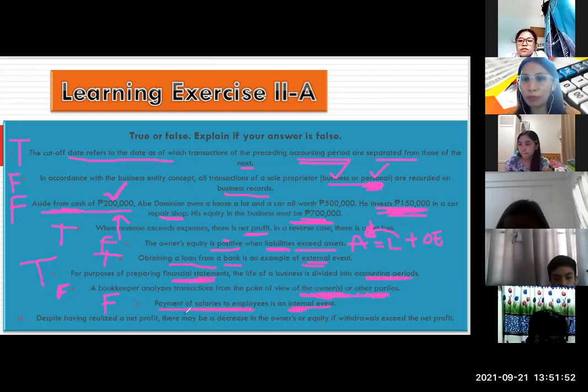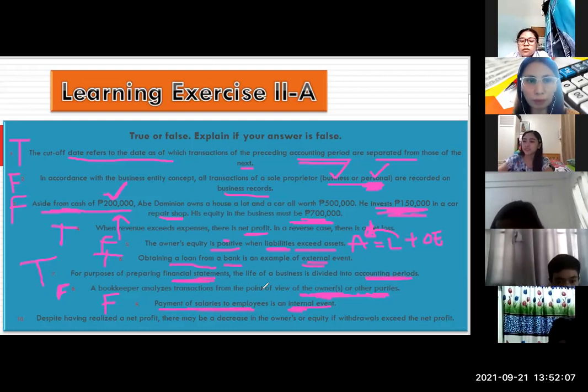Number 10. Anyone? Mr. Lance, for number 10. Last number. Sure. Number 10. Despite having less net profit, there may be a decrease in the owner's equity if withdrawals exceed the net profit. Is it true or false?